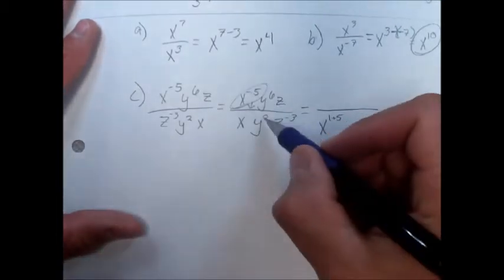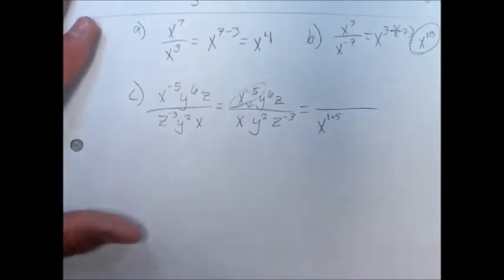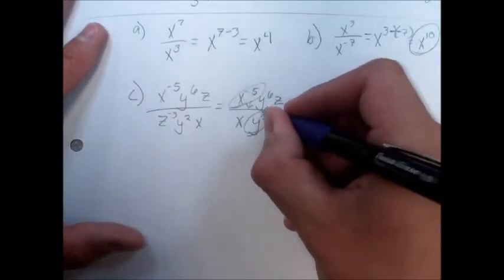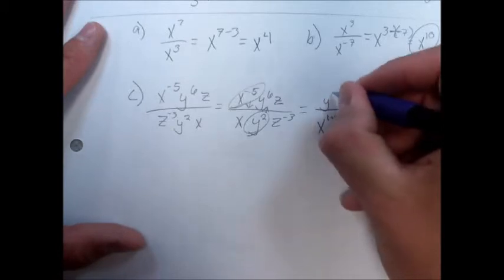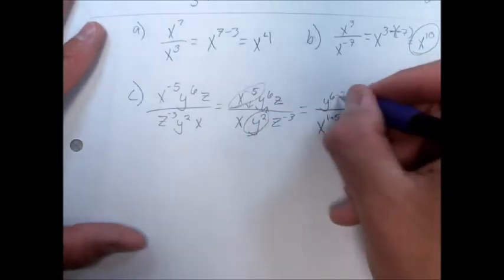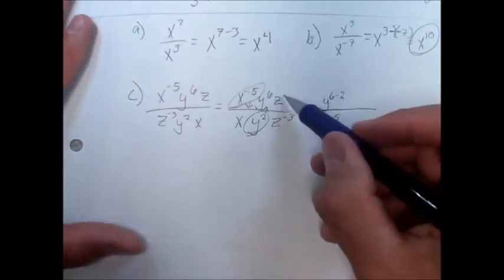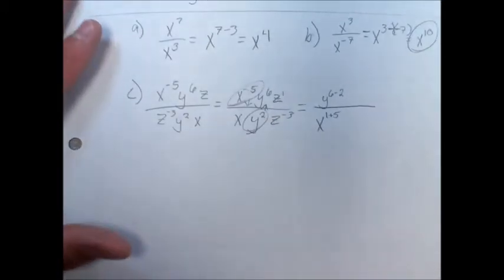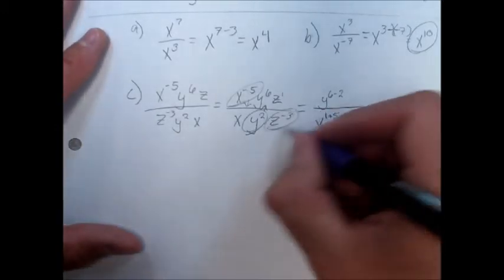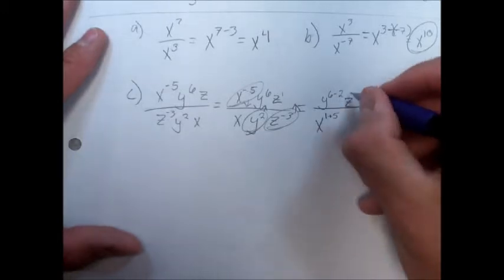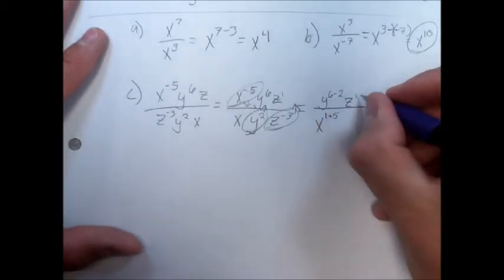Now, out of 2 and 6, which one is further from 0? 6. So I want to move this guy up. So it becomes y to the 6 minus 2. Again, I just changed my sign. This was positive. It became negative. And on z, do I want to move the 1 or the negative 3? I want to move the negative 3 up because it is further from 0. So I get z to the 1, and I'm changing my sign, plus 3.